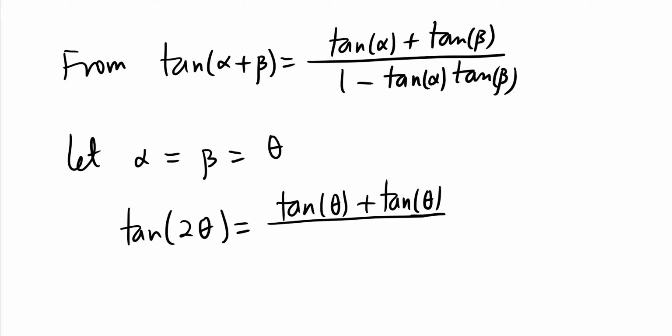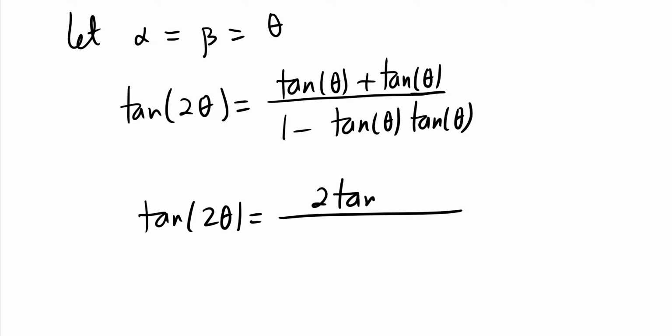So what do we get? We get tangent 2 theta is equal to 2 tangent theta over 1 minus tangent squared theta.